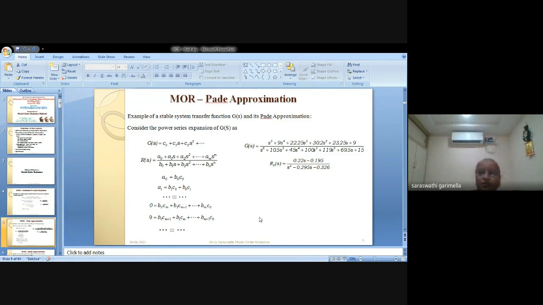But here also, if you see, this is a sixth order system which is a stable system, but here it is unstable, and one of the poles is in the right half of S plane, so this became unstable. So this is the drawback that has been found in the Pade approximation method.